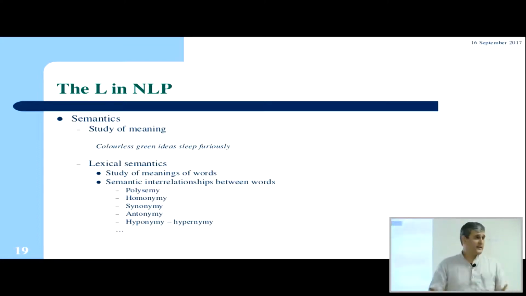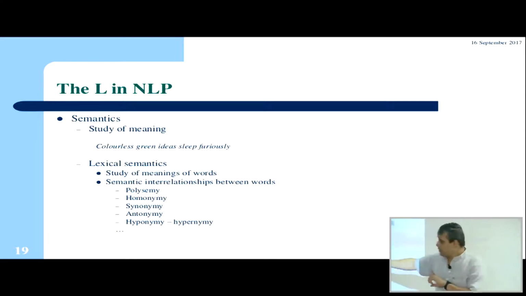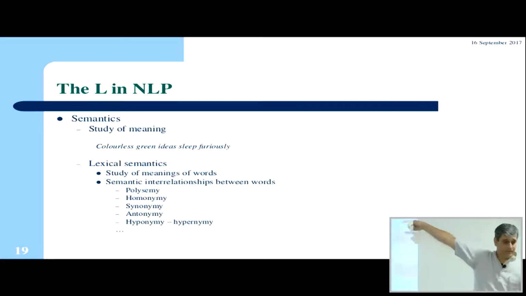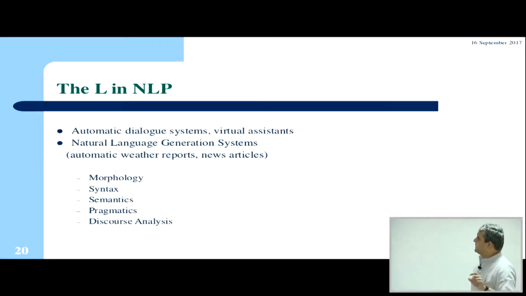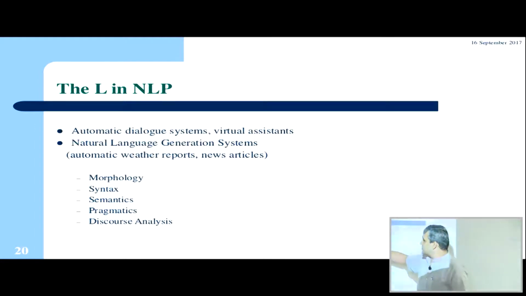Again, I reiterate, all this study has to happen in linguistics. If not, any grammar checker or any automatic translator in the world, if it doesn't acknowledge this or take help of this, is going to go wrong. And that's the L in NLP that people forget. Then going ahead, you have automatic dialogue systems, virtual assistants, natural language generation systems. That's a whole field of research, NLG.